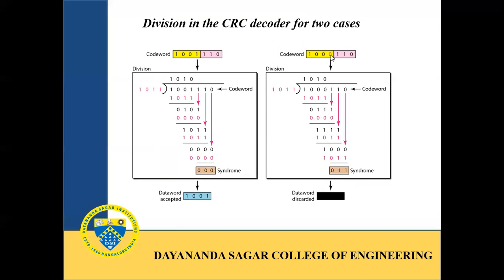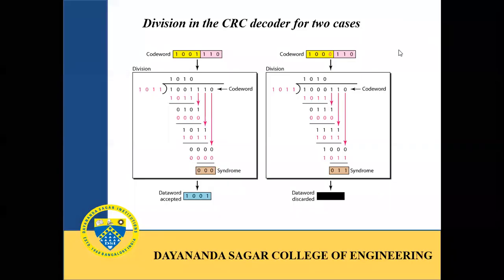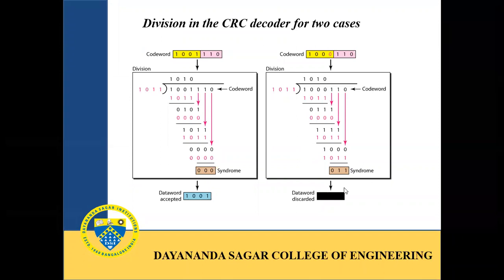Suppose one bit was changed during the transmission. When you divide with the same generator polynomial, even if there is one bit change, we get a different remainder. Since we have a remainder, this shows that there is some problem during the transmission. So one of the bits has been changed. So an error is detected.